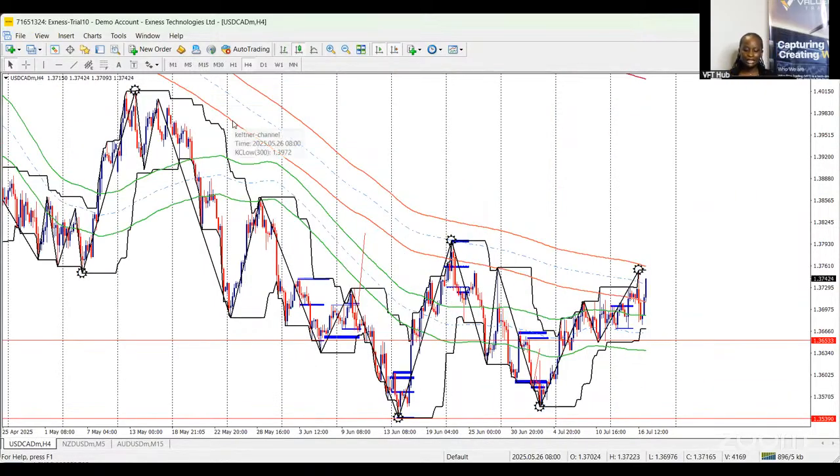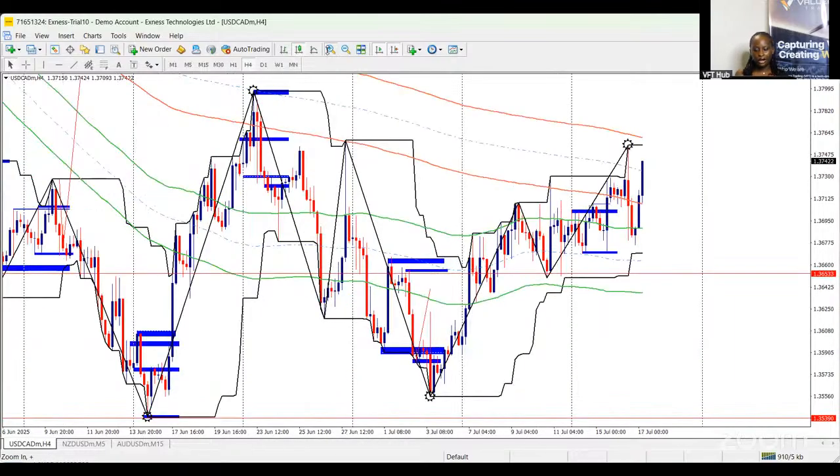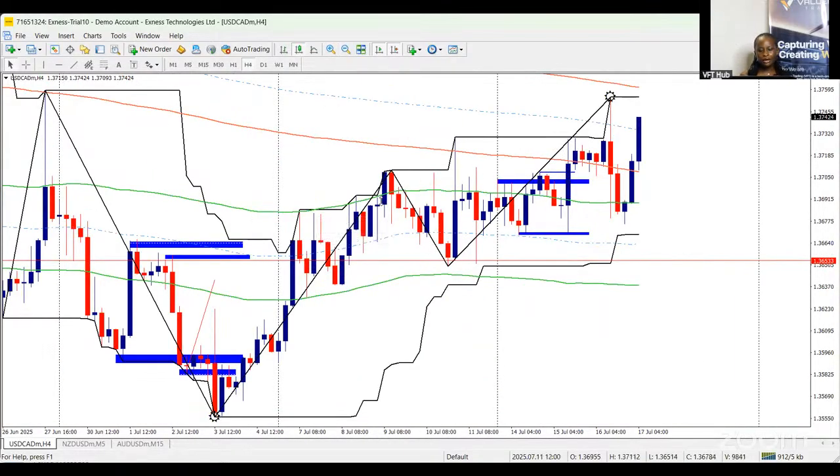So for USD CAD now, which is the third asset class I'm looking at before we move into indices, you can see that predominantly structure has been to the downside. When you zoom in, you see we had a change of character, which happened around here, and a confirmatory break of structure. This was the first change of character, a confirmatory break of structure, right? That happened around this zone.